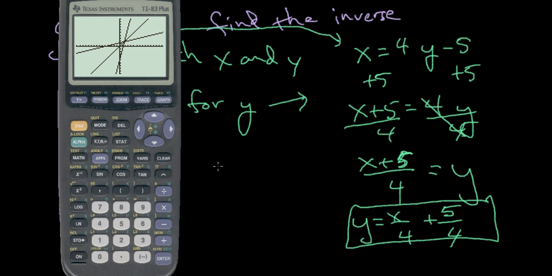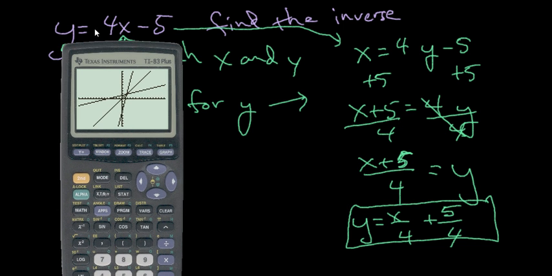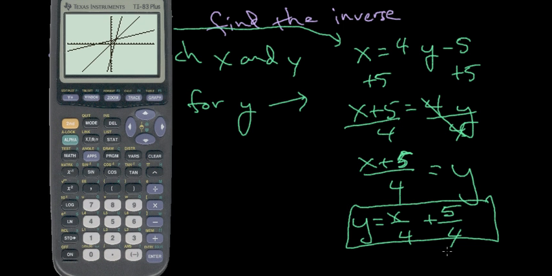Now, this is what's interesting. You say, well, I know that this is a function because this is just a linear relationship, 4x minus 5. And I can kind of tell that the second one is a linear relationship. So the question is, is this a function? All you have to do to find out if the inverse is going to be a function is to give it what we call the horizontal line test.